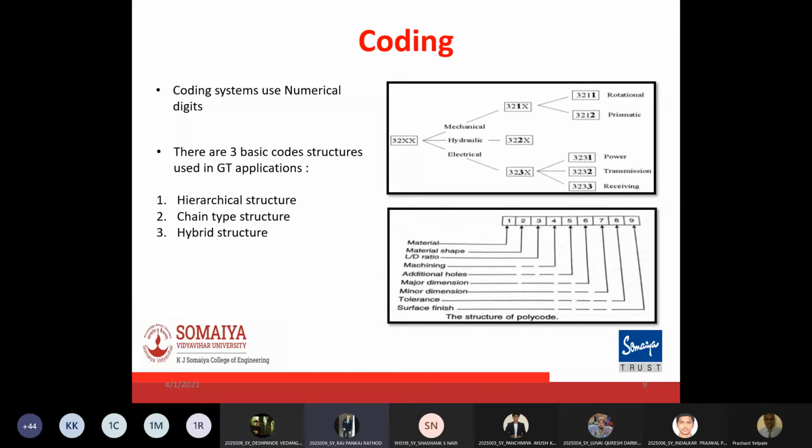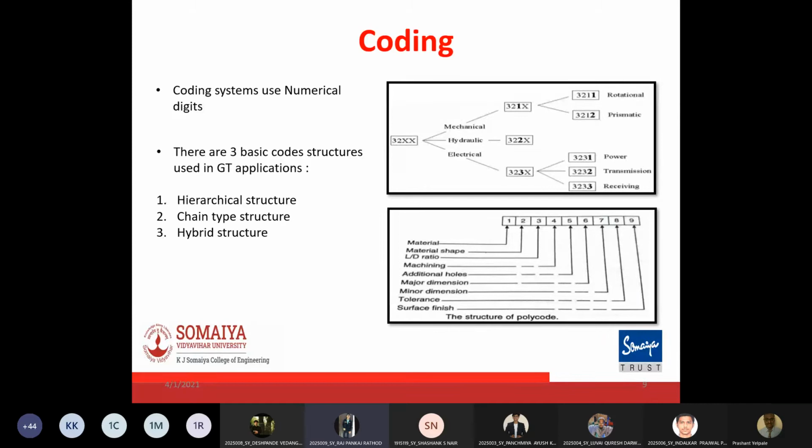Yes. So, sir, the three basic coding structures used in group technology layout are hierarchical structure, chain type structure, and hybrid structure. The hierarchical structure is also called a monocode structure. Its advantage is that it can convey a lot of information in a very limited number of digits.